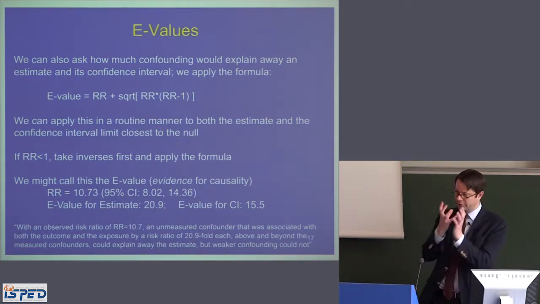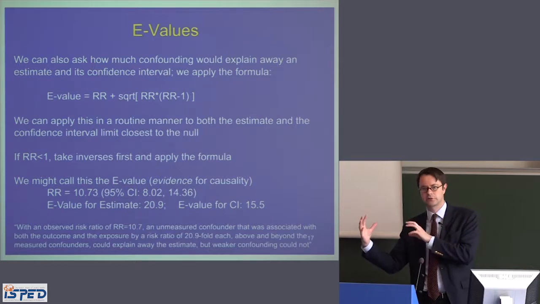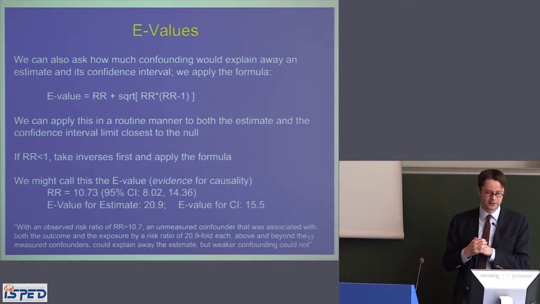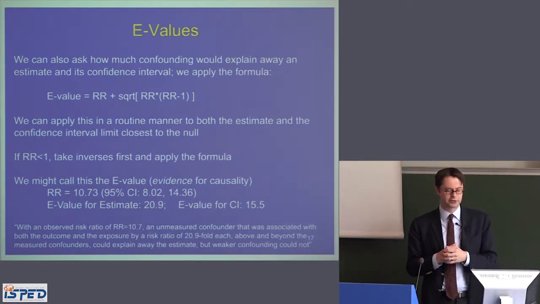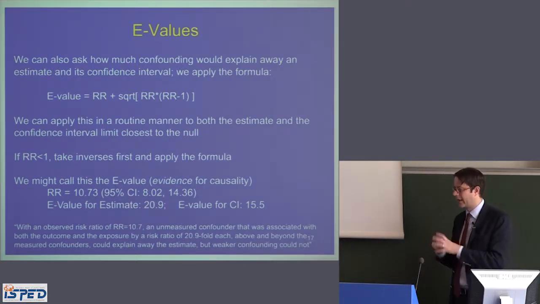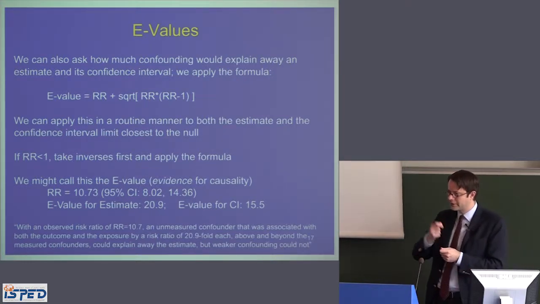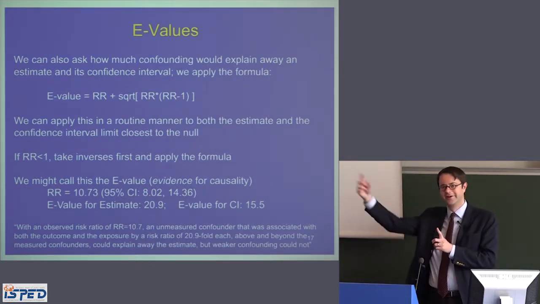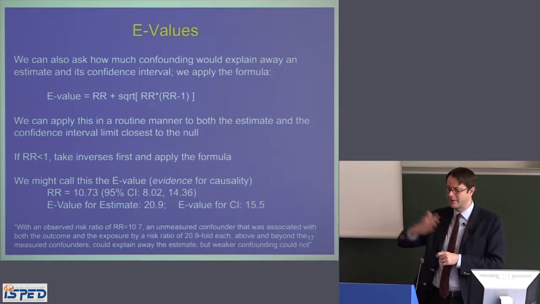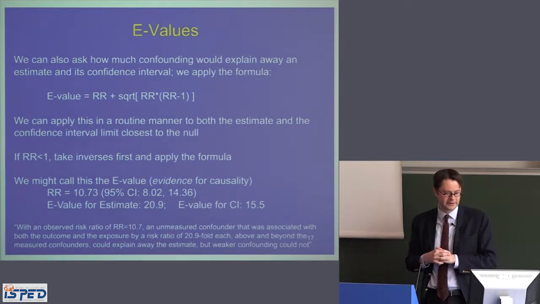And we can apply it both to the observed estimate, and then we can apply the same formula to the limit of the confidence interval that's closest to the null to look at how much unmeasured confounding would be needed to explain away the confidence interval, to shift it to include the null. The e-value will always be between 1, therefore, and infinity. So it's a continuous measure. The larger the e-value, the more unmeasured confounding would be needed.